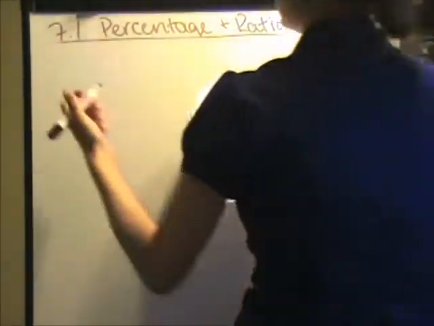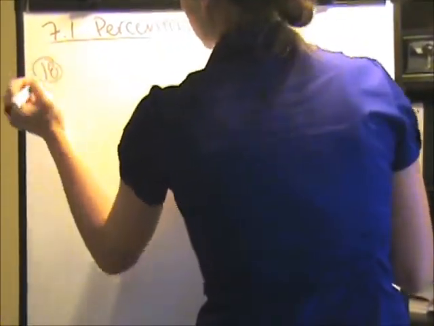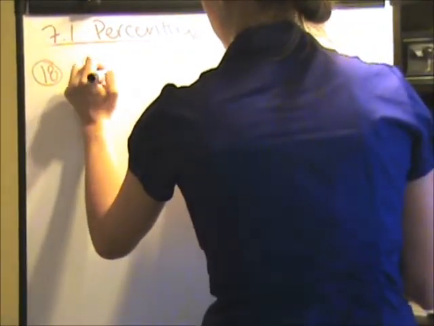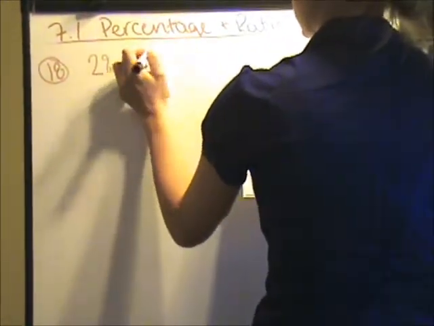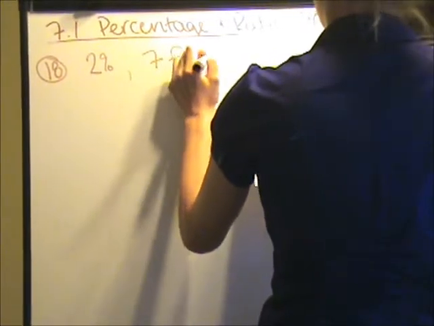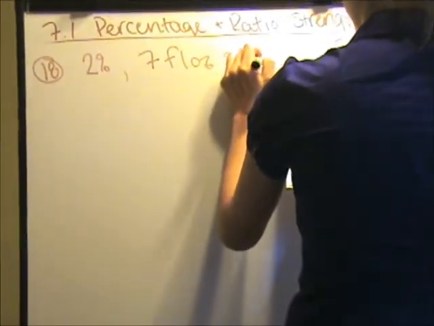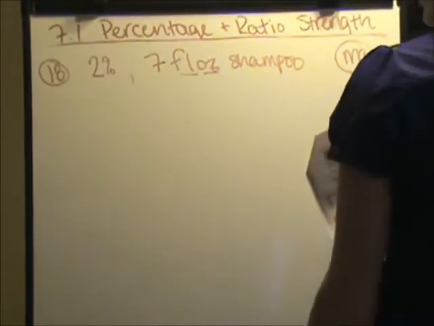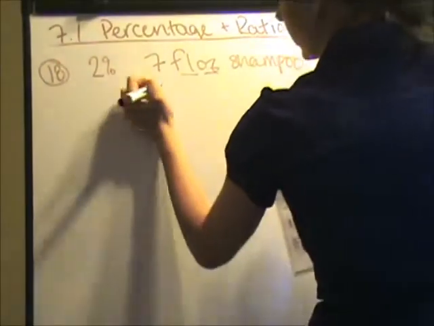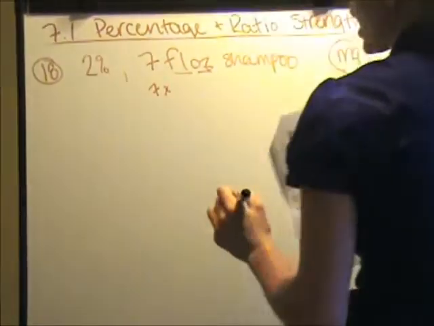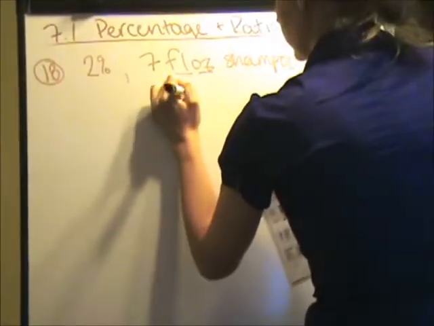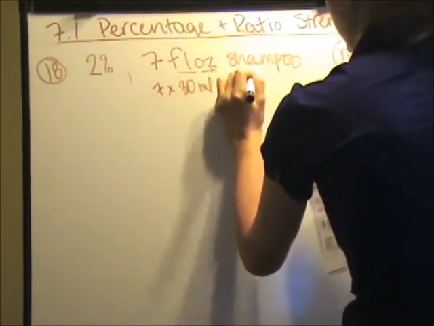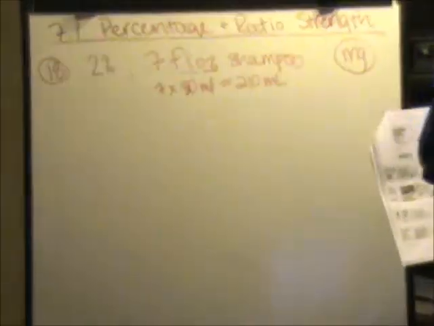Okay, number 18. Let's do 18. That one looks a little bit different. Ketoconazole, 2%. And it comes in a 7 fluid ounce shampoo. So right now it's listed in fluid ounces. We need to convert that to milliliters because that's what we're going to be working with. 7 times 30 milliliters per ounce. So we have 210 milliliters.